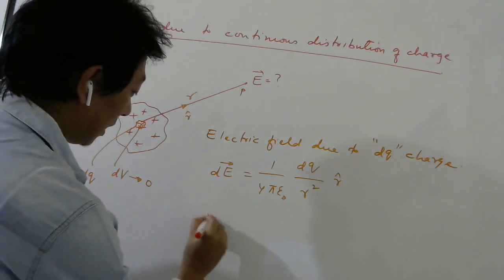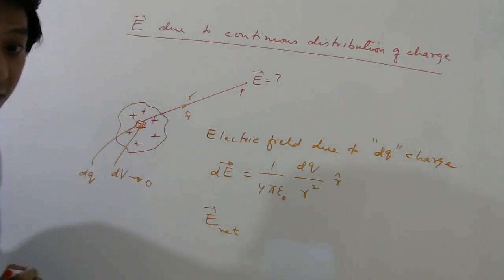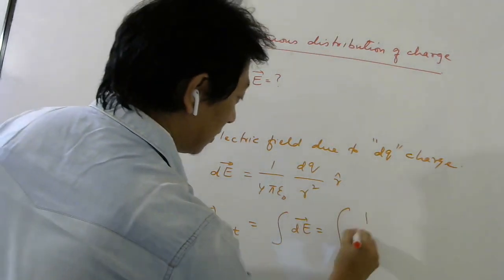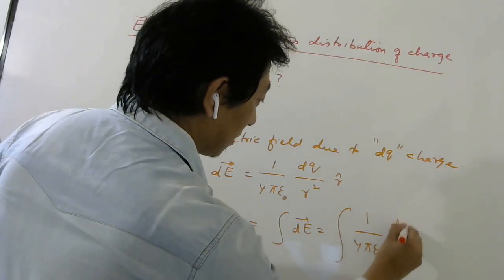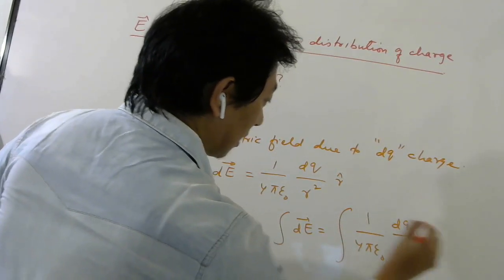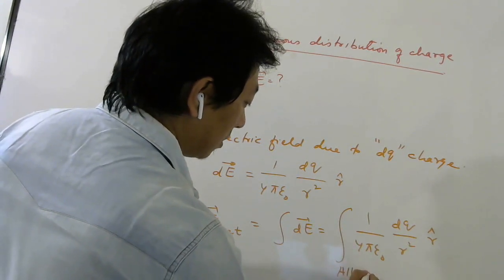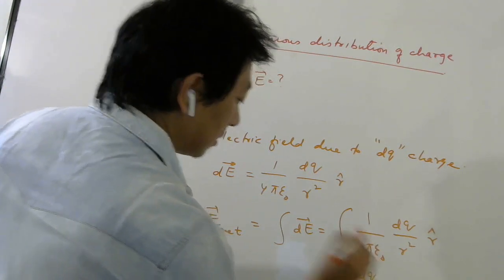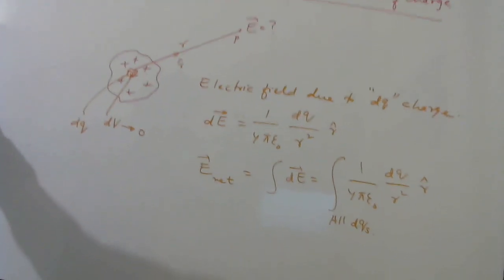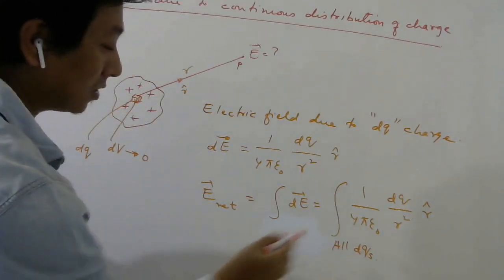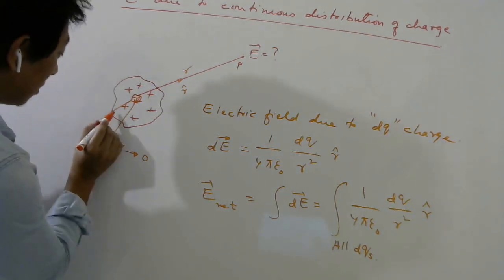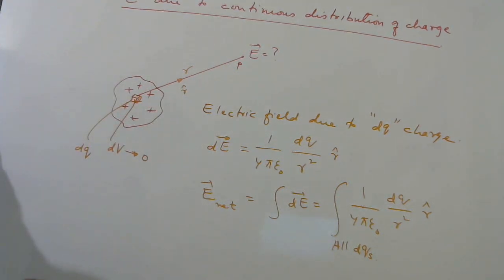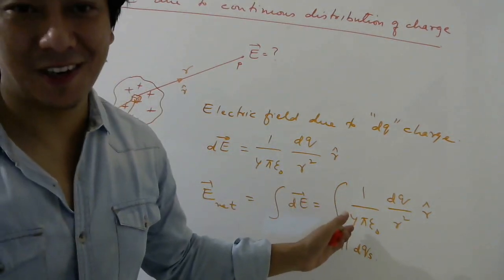Then to find the total electric field, the net electric field, what do you do? Integrate dE. That means integrate 1 by 4 pi epsilon naught dq by r square r cap, so that you cover all dV's or all dq's. So what is the meaning of all dq's? It means this integration should be done so that you cover this dq, this dq, this dq, this dq, every dq in this distribution. So basically I am saying the superposition principle only.